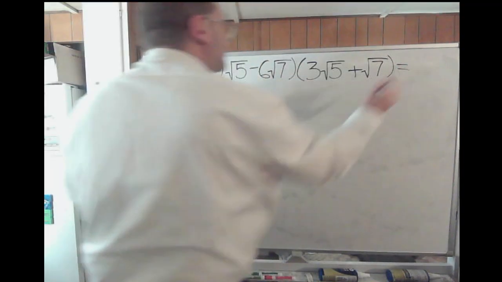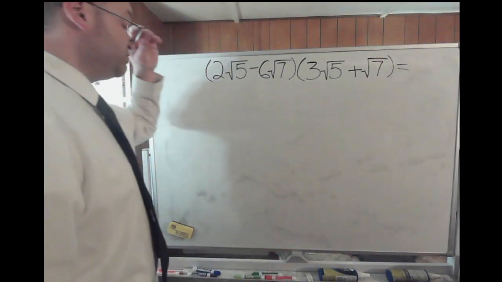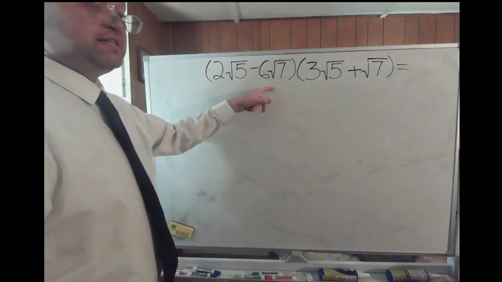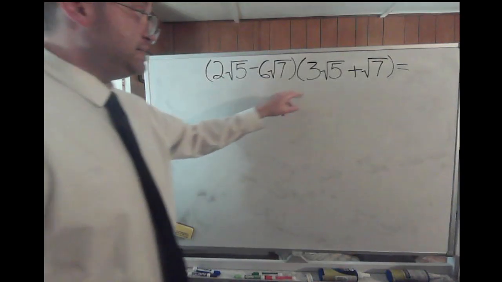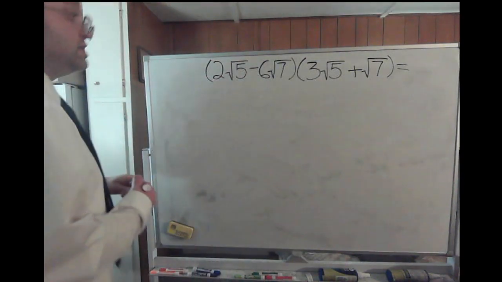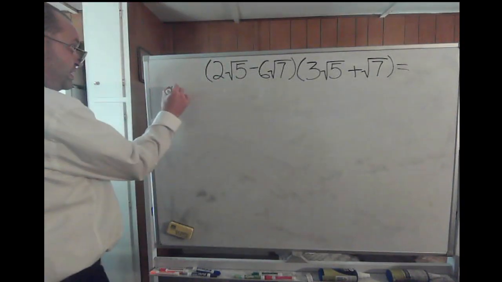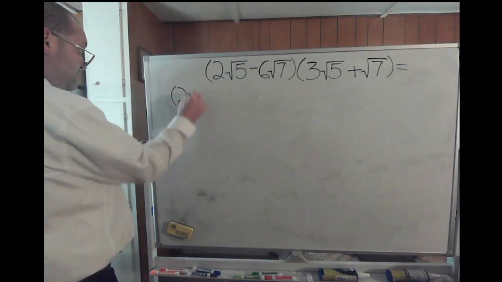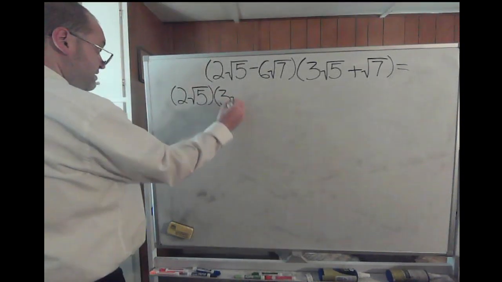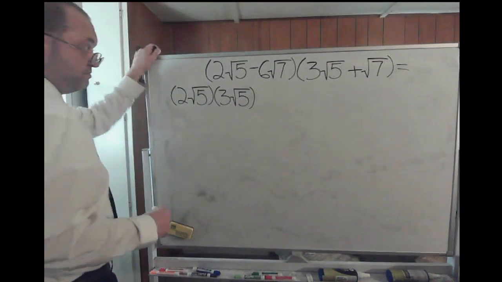So again, we have 2 binomials being multiplied, all with different numbers. We have the quantity of 2 times the square root of 5 minus 6 times the square root of 7. That quantity times 3 times the square root of 5 plus the square root of 7. So we're going to FOIL. Do your first terms, that 2 times the square root of 5 times the quantity of 3 times the square root of 5. So those are being multiplied together.